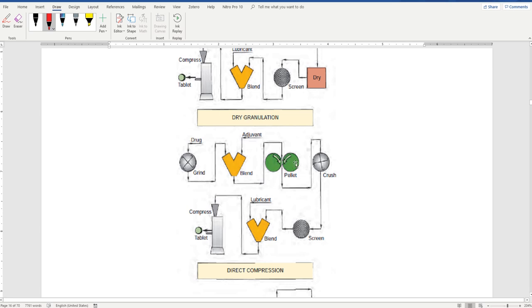So in this machine you will compress your powder. إذا كانت roller compaction machine في بيطلع عنا compacted sheets. إذا عنا slugging بيطلع عنا slugs like a tablet. Okay.